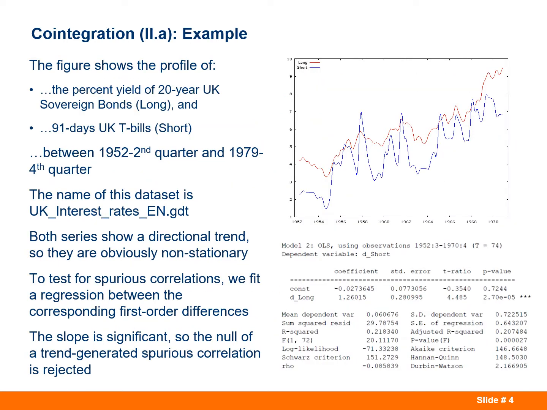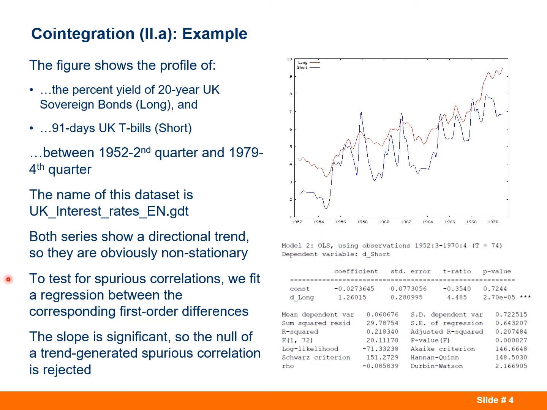The figure shows the profile of the percent yield of long-term UK bonds. Long-term in this case means 20 years. And also the profile of the yields of short-term bonds. In this case, short-term means 3 months, 91 days exactly. These time series are quarterly, and the name of this dataset is UK Interest Rates EN-GDT. You can download it from the virtual campus. Both series show a directional trend, meaning that they tend to move upwards. And also, they are obviously non-stationary.